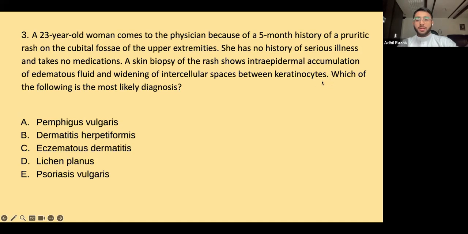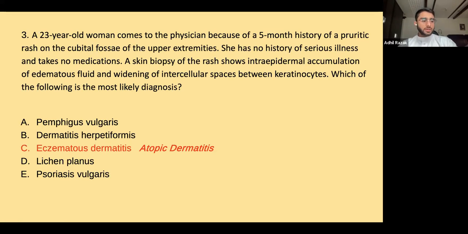Sorry, I didn't see. Anyways, a 23-year-old woman comes to the physician because of a 5-month history of pruritic rash on the cubital fossa of the upper extremities. She has no history of serious illness and takes no medications. A skin biopsy shows intraepidermal accumulation of edematous fluid and widening of intercellular spaces between the keratinocytes. Which of the following is the most likely diagnosis? The answer is C, atopic dermatitis or eczematous dermatitis.